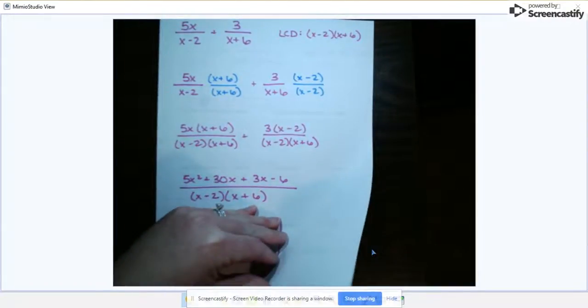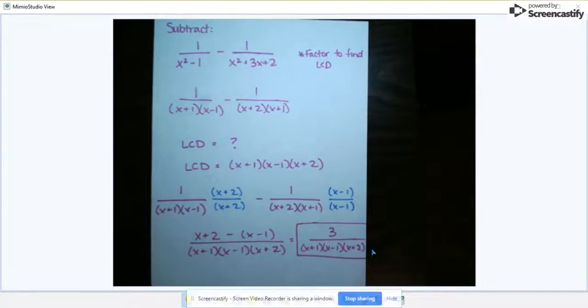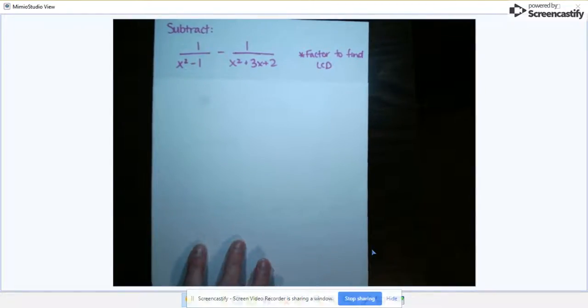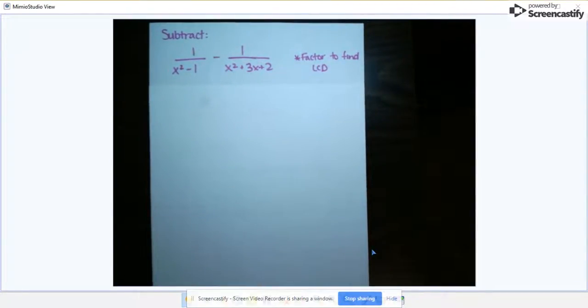And I believe one more example, maybe 2. Yep, just 1. Here we're going to subtract. However, now our denominators are not factored. So before you find your least common denominator, you always want to factor. So first fraction factors to be x plus 1, x minus 1. Second is x plus 2, x minus 1, or excuse me, x plus 1.